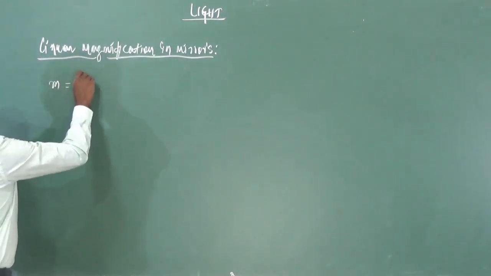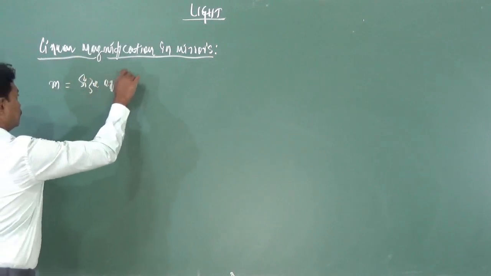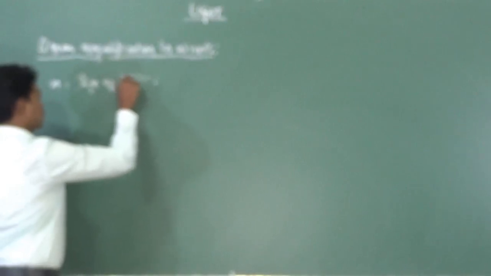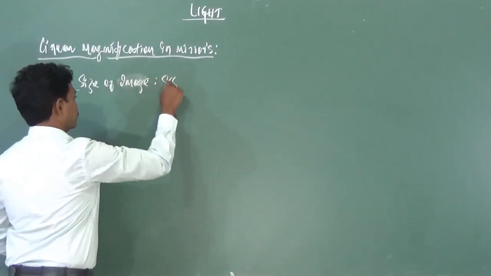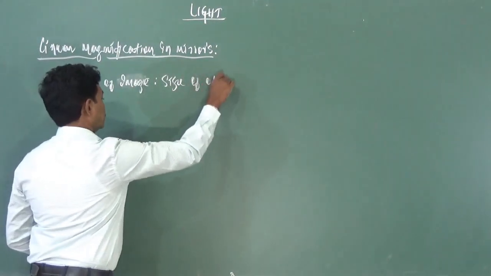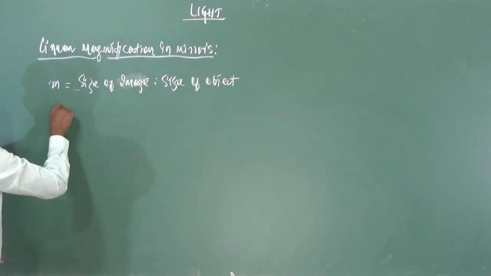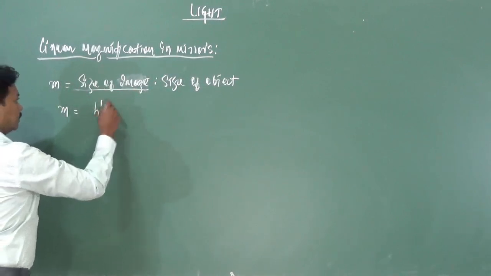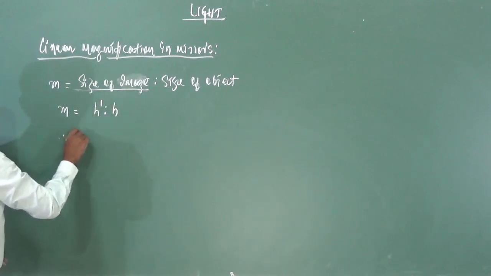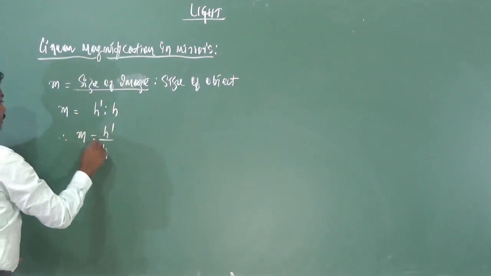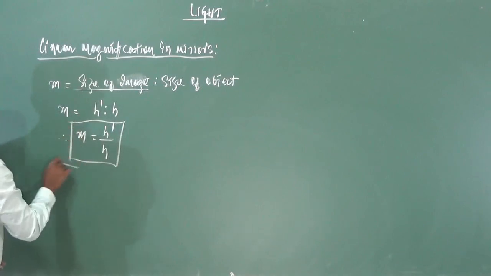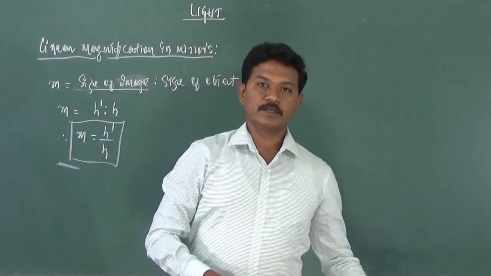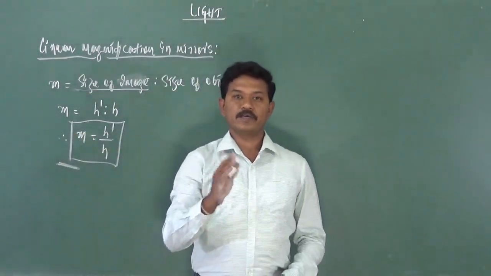So it's the ratio between size of image to size of object. This can be written as m is equal to size of image, which is represented by h dash always, and size of object is represented by h. Therefore m is equal to h dash by h. So this is the linear magnification in any type of mirrors. It is applicable for both concave mirrors as well as convex mirrors.